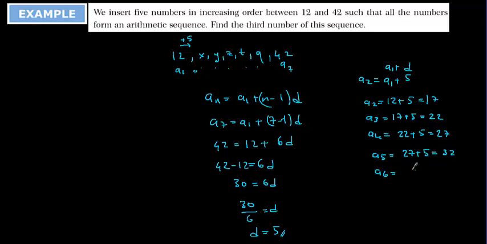A6 is equal to 32 plus 5, which is equal to 37, and the first term is 12, the last term is 42, and we have written all the terms between 12 and 42. This is also an arithmetic sequence because there is a common difference between them, and that common difference is 5.